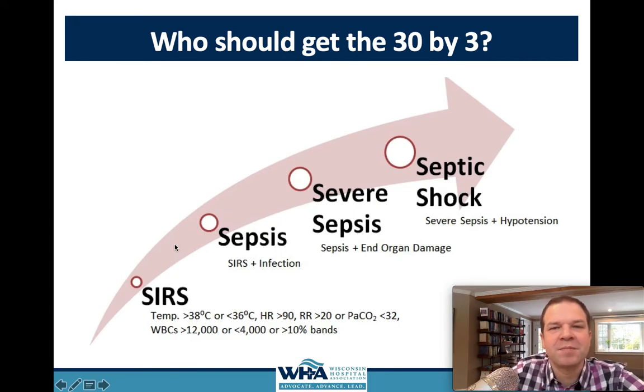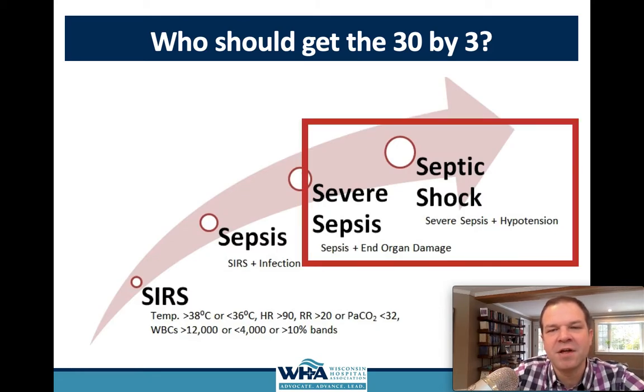Now, who should get it? Just to recall about the core measure, this is using the Sepsis 1 definition. I know that's controversial. We have a different YouTube video on that, but CMS is using the Sepsis 1 definition, and it's actually an excellent definition for screening in the ED. The 30 by 3 should be administered for patients who have severe sepsis or septic shock. Those are patients with a lactate greater than 2, signs of end organ damage, or hypotension.